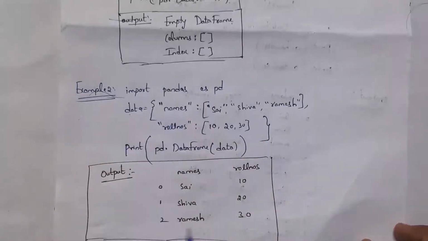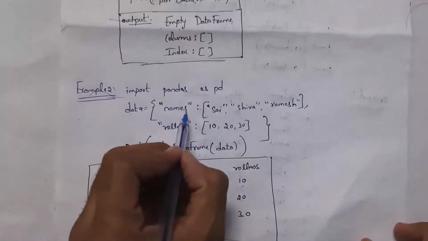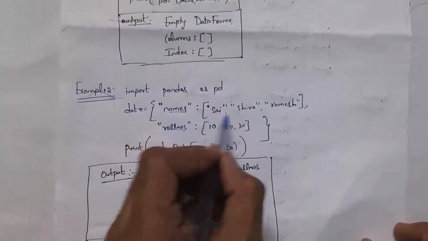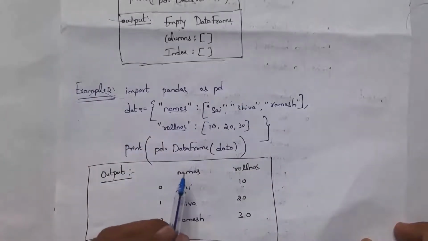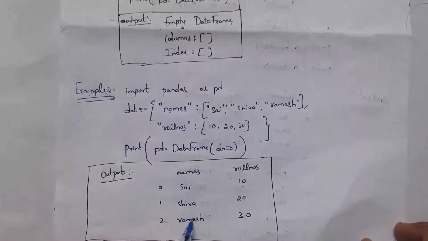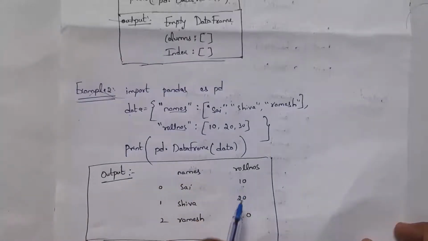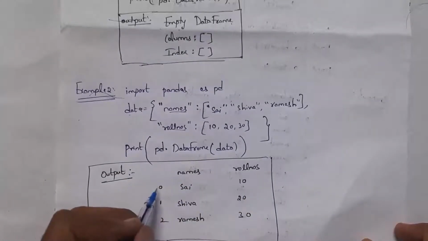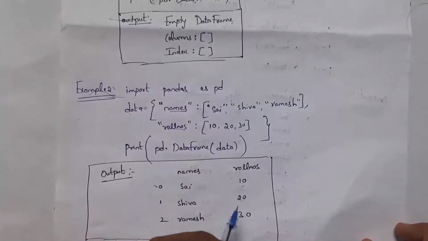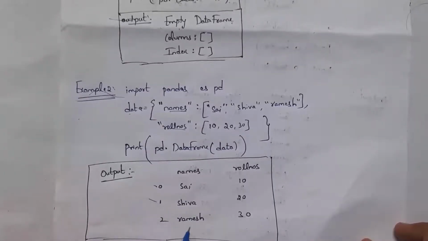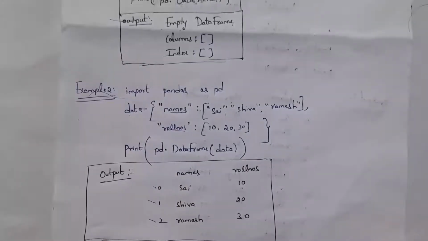Whenever you run this program, this is my output. Guys, keys are column names, and these are values. So at first names Sai, Shiva, Ramesh, and next roll number 10, 20, 30. Where Sai with roll number 10 is stored in index number 0, and next Shiva 20 is stored in index number 1, and Ramesh 30 is stored in index number 2. At first it will display index numbers, and then it will represent data.